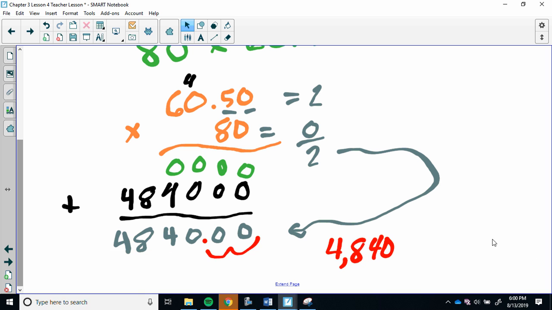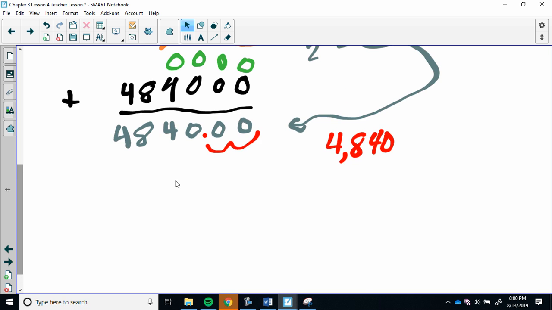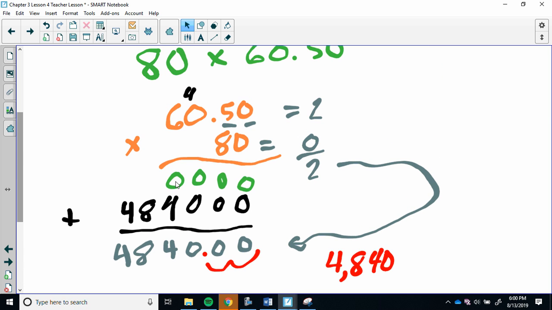I'm not going to actually go through it. We got 4840.00. Maybe I should go through it. So 0 times 0, 0 times 5 is 0, 0 times 0 is 0. There's an easier way to do that, but I figured I'd just do it the way that you probably learned it first. Put down a 0. 8 times 0 is 0. 8 times 5 is 40. Carry the 4. 8 times 0 is 0 plus 4 is 4. And 8 times 6 is 48.